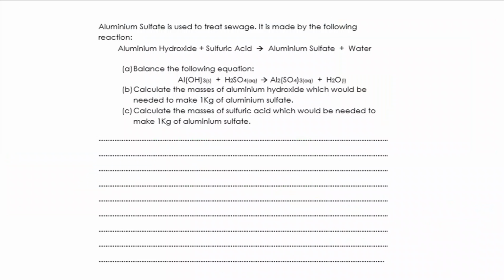Okay, let's take a look at another example. Unpause when you're ready. So, we have the equation, but it isn't balanced. I can see straight away that I have got 3 SO4s on the right. I've only got 1 on the left, so let's fix that one.